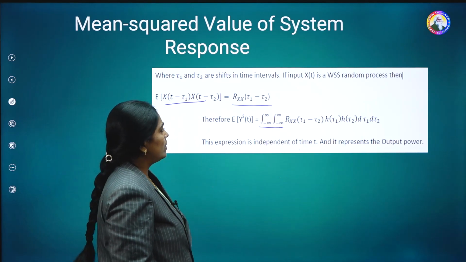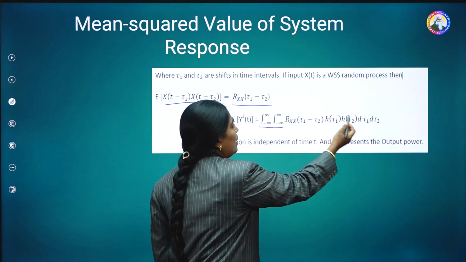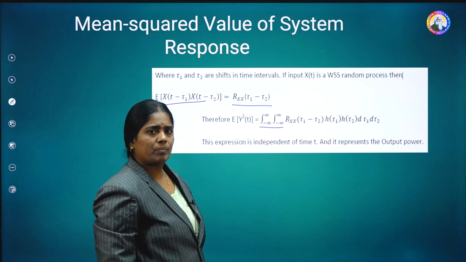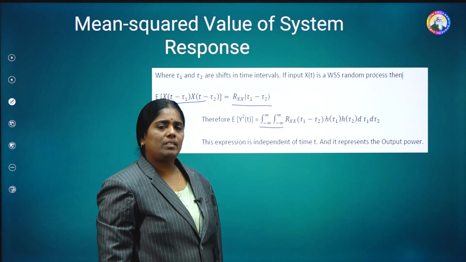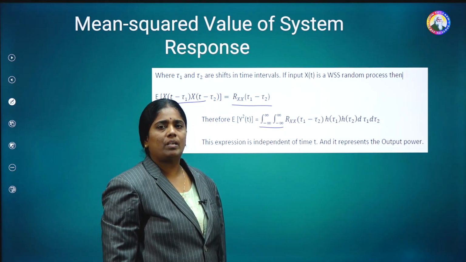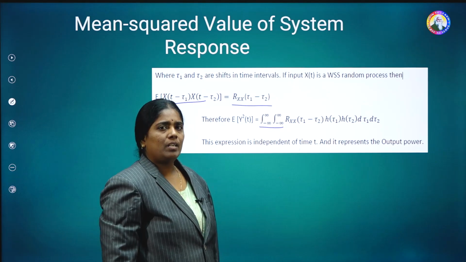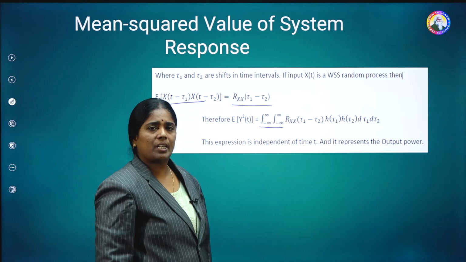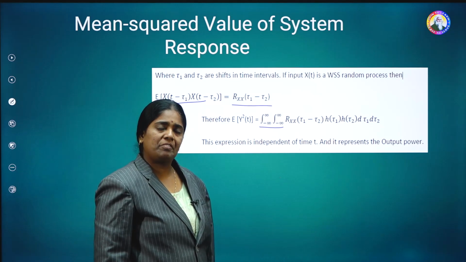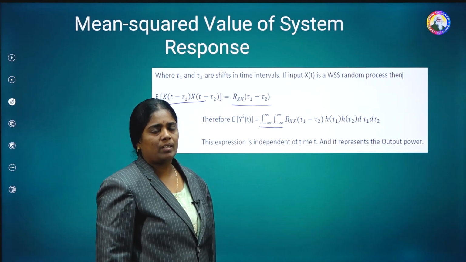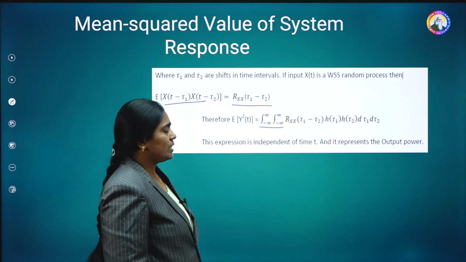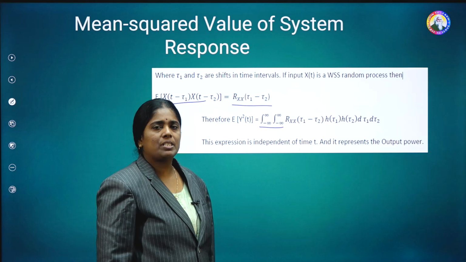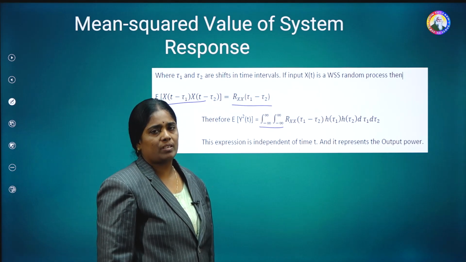Here you can observe that there is neither t1 nor t2. All of it consists of only tau 1 and tau 2. Tau is the difference of times t1 and t2. That's why the mean square value of the system response does not depend upon time. It depends upon the time difference tau only. Hence, it is also a constant. That means the mean and mean square value of the system response are both constant.